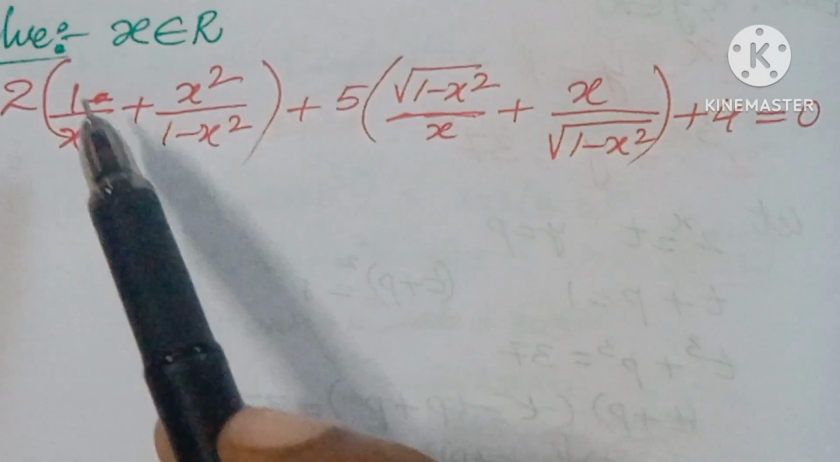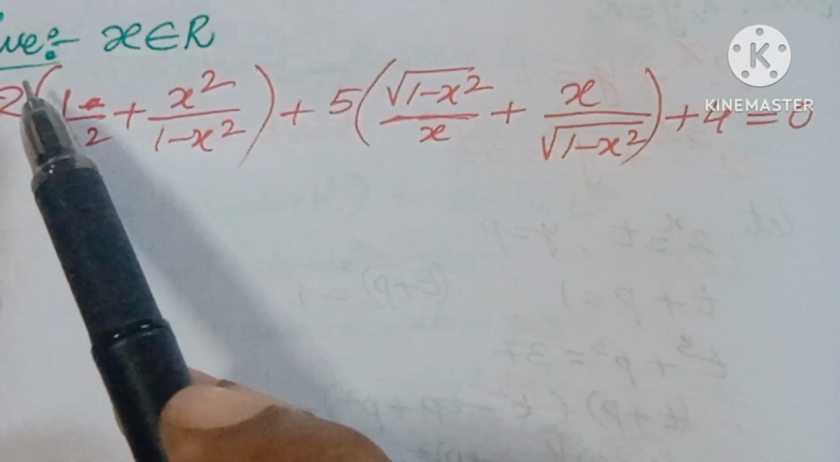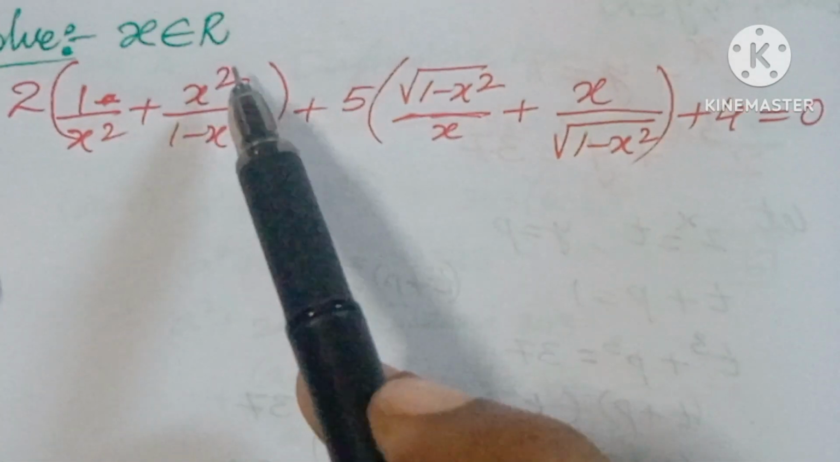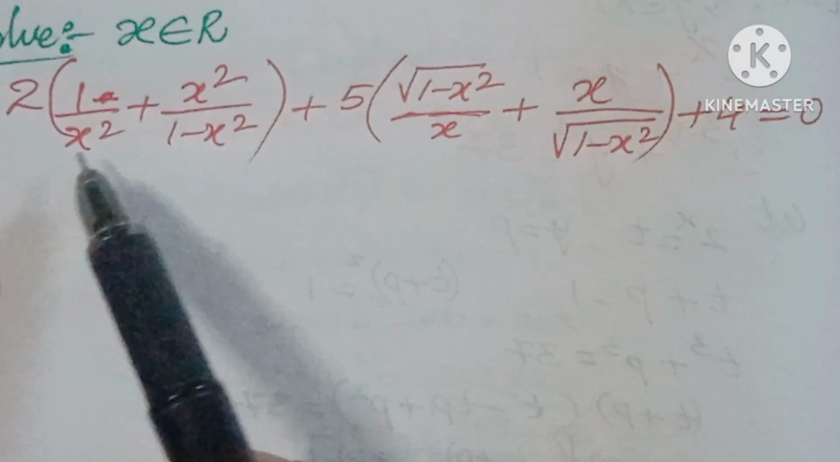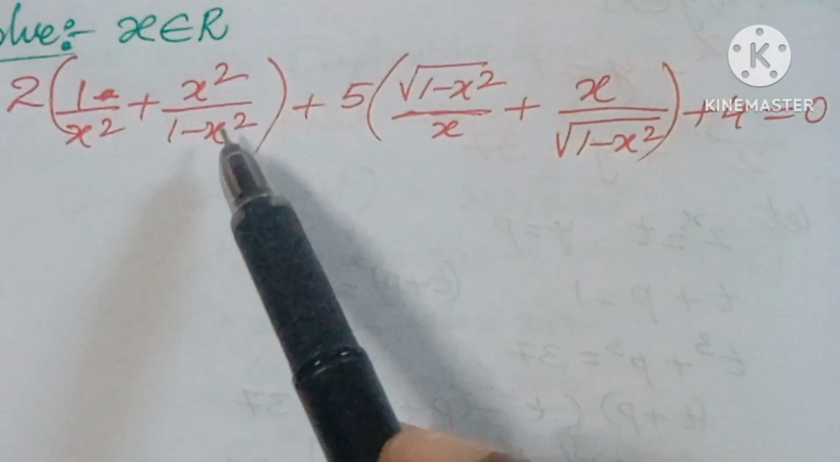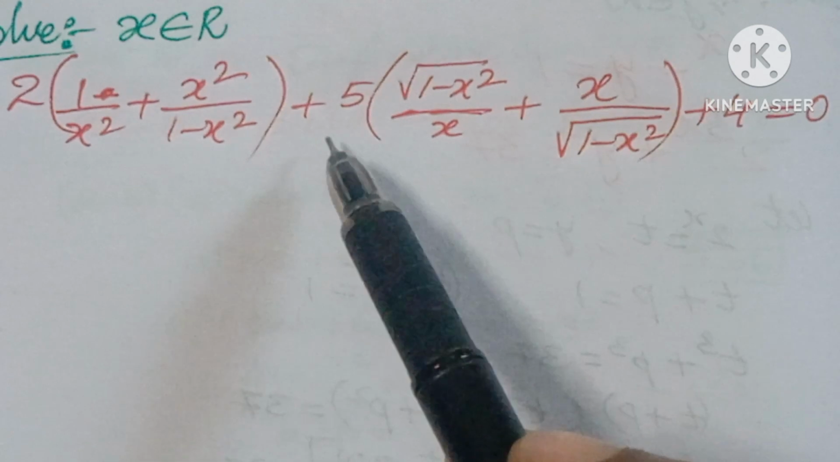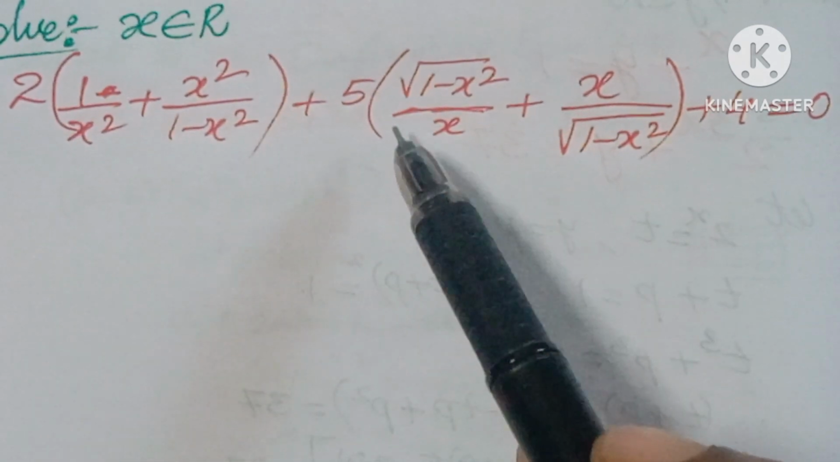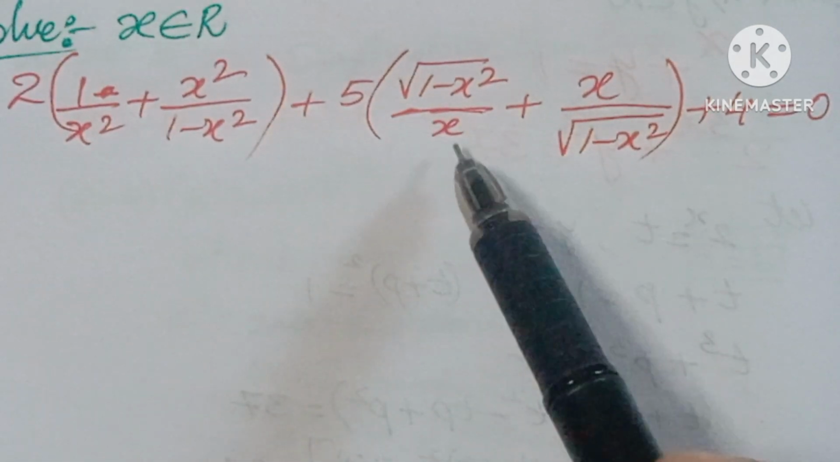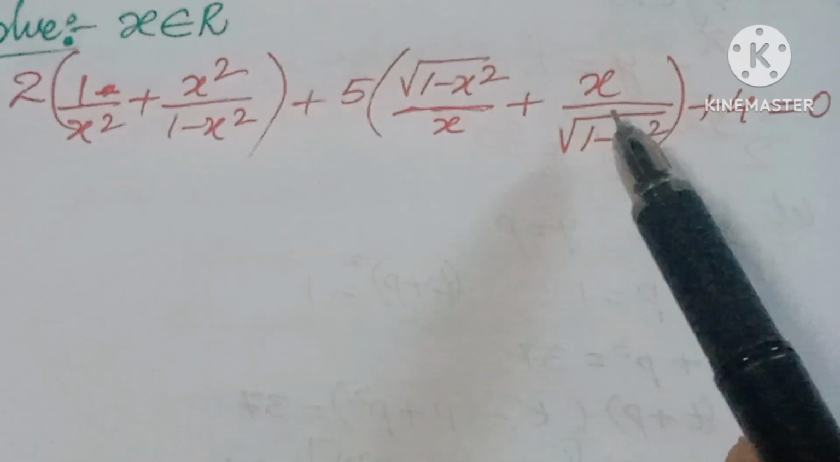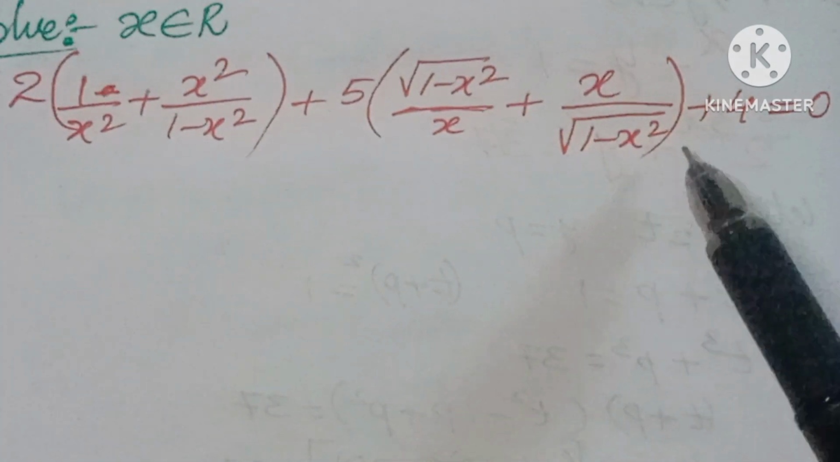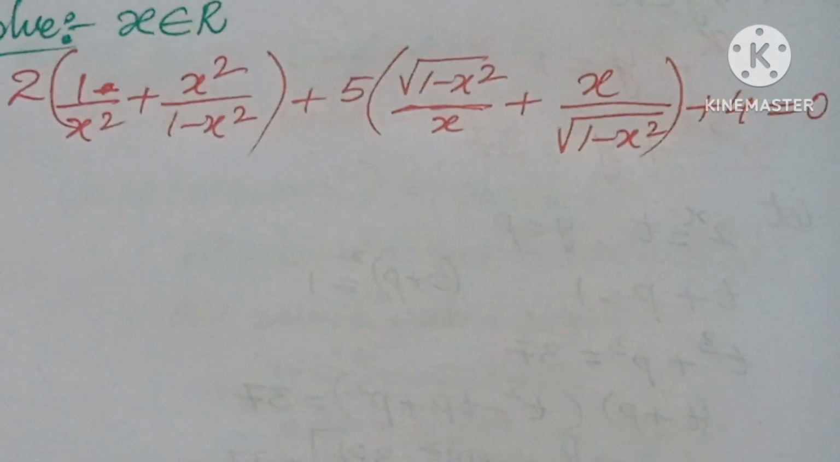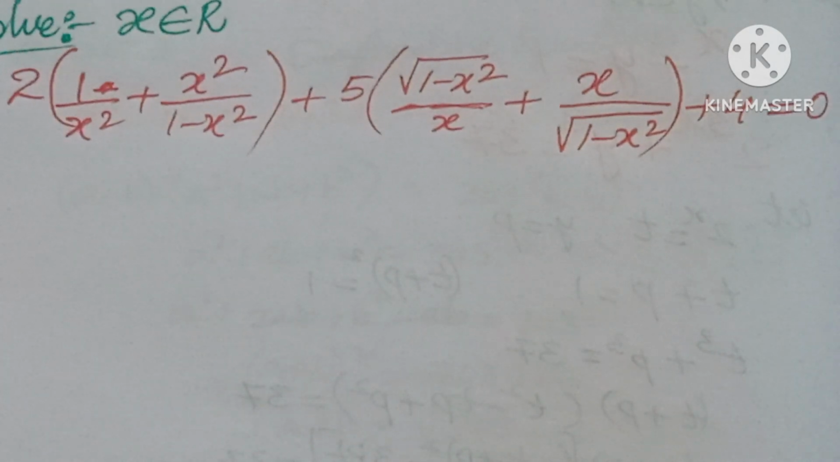Today, looking at a logical question. Solve, x belongs to real numbers: 2 into (1 over x square plus x square over 1 minus x square) plus 5 into (root of 1 minus x square over x plus x over root of 1 minus x square) plus 4 equal to 0. Here you have to find the value of x.